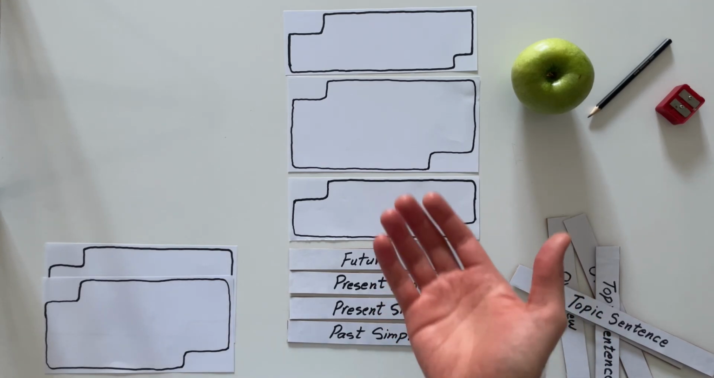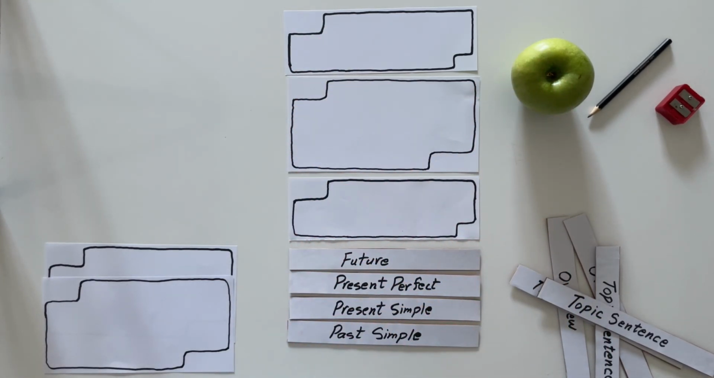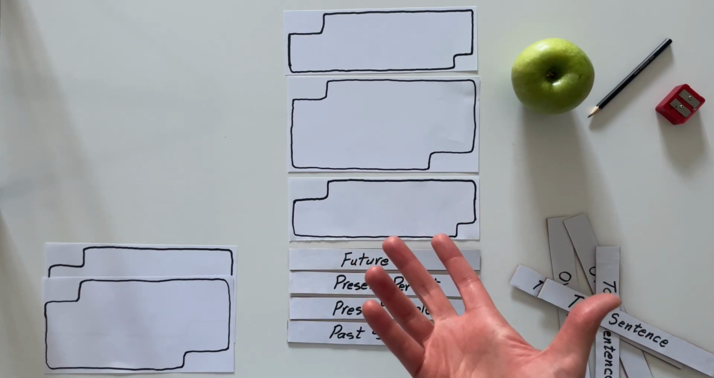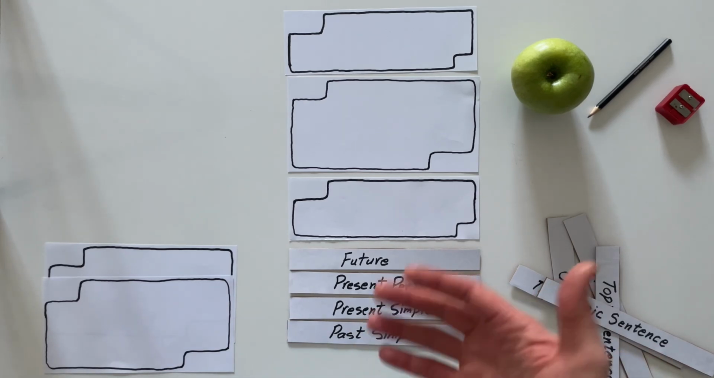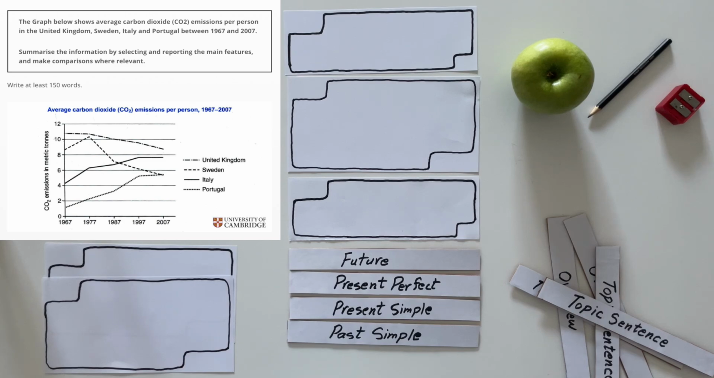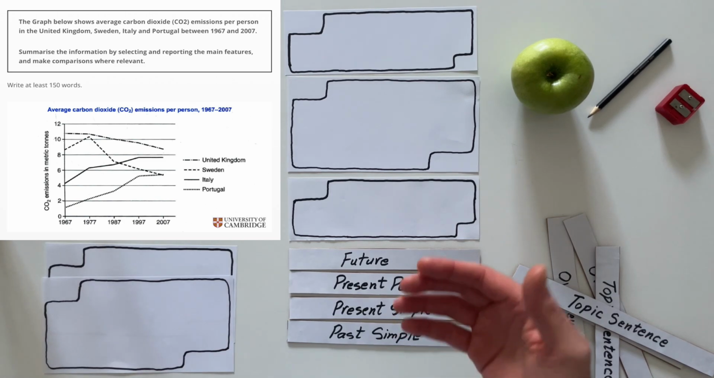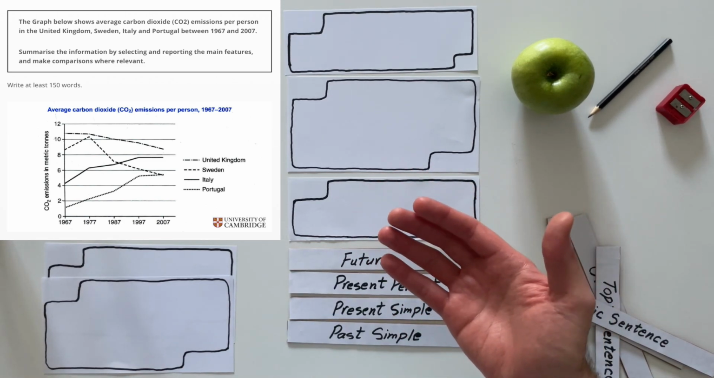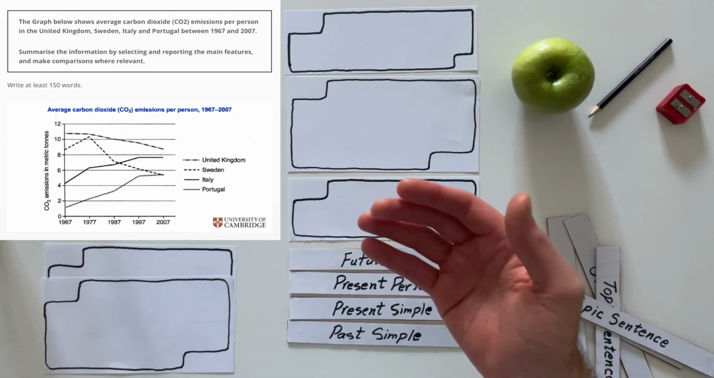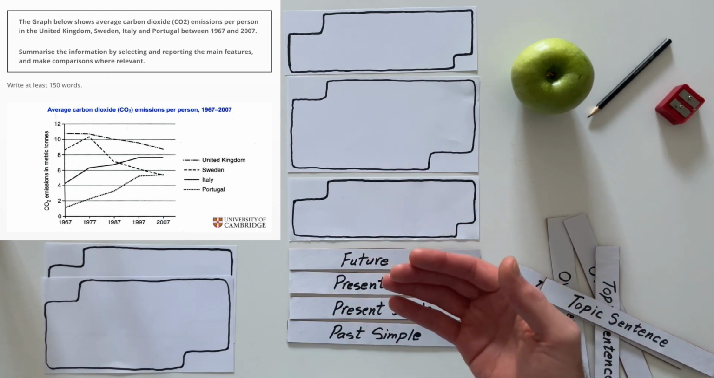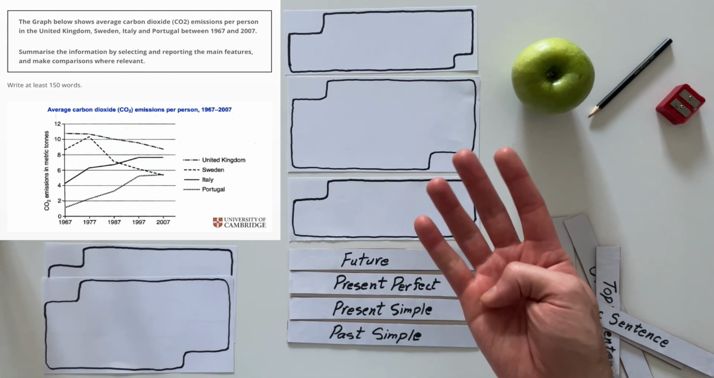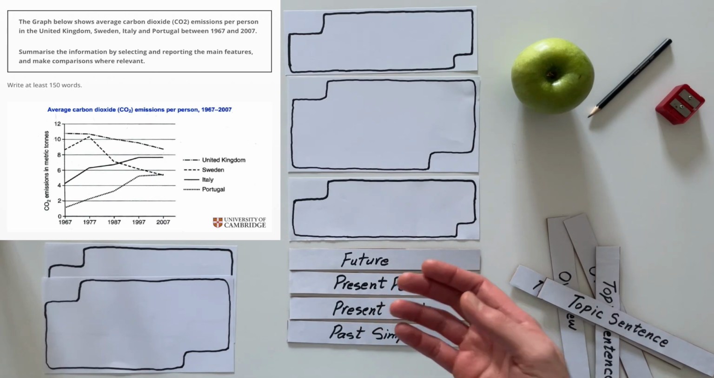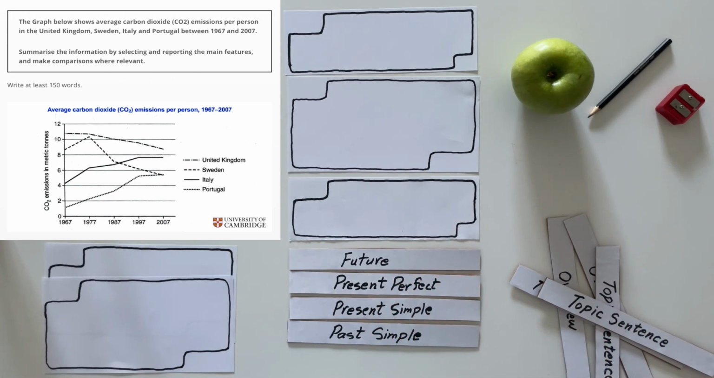Today, we have a report, and this one is an interesting one. It's very straightforward, but there are some hidden elements here. Let me read the rubric first. So it says, the graph below shows average carbon dioxide or CO2 emission per person in the United Kingdom, Sweden, Italy, and Portugal between 1967 and 2007.